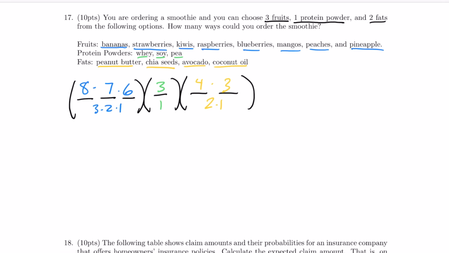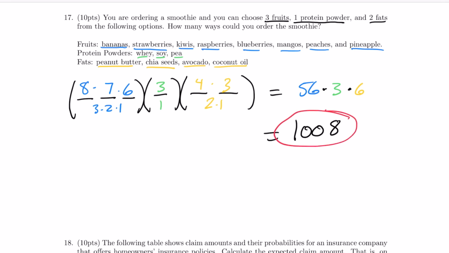So basically we have 3 combinations. And when I do 8 combination 3 in my calculator, I get 56. When I do 3 combination 1 in my calculator, I get 3. And 4 combination 2 gives me 6. So when I take all of those results and multiply them together, 56 times 3 times 6 ends up giving me 1,008 possible ways that I could make this smoothie. And that's how you would do question 17.